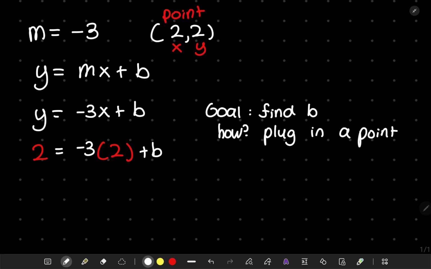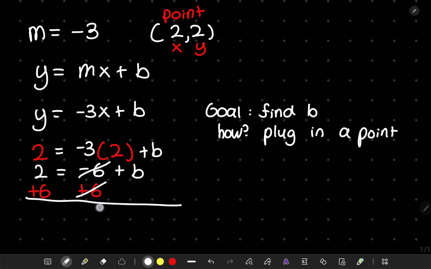Okay, so I have this set up. What am I going to do? Well, what I'm going to do is get rid of the parentheses. So I'm going to say 2 equals -3 times 2, that's -6, plus b. And just like that, we're going to go back to solving. I'm going to solve for my unknown, which is b. -6 is in the way, so what I'm going to do is add 6 to both sides, making sure that b is alone. 6's cancel out, giving me b equals 8.